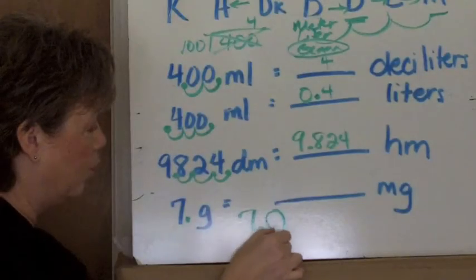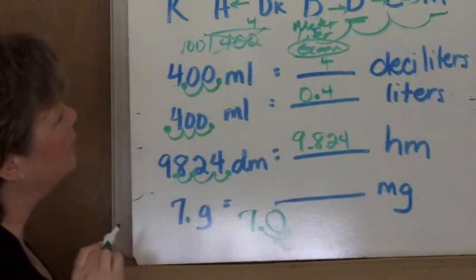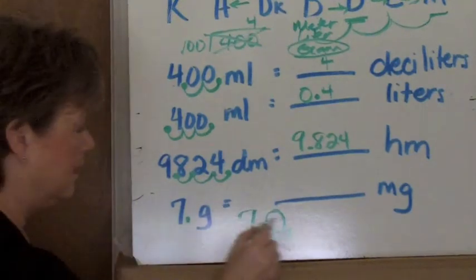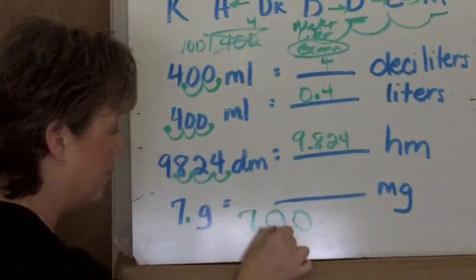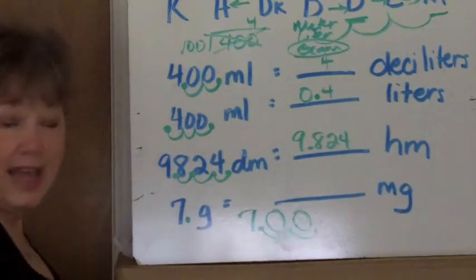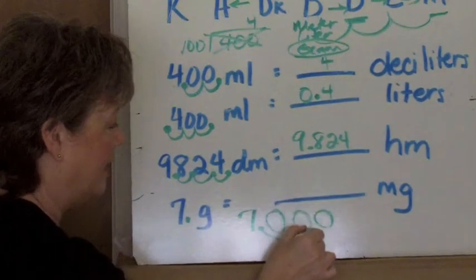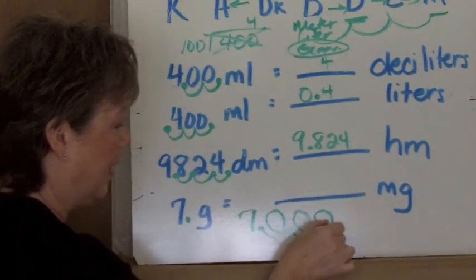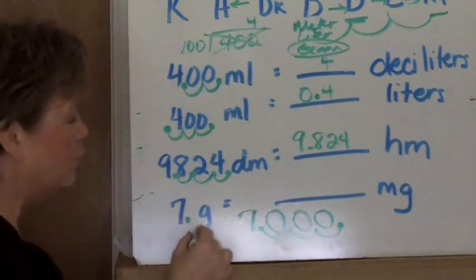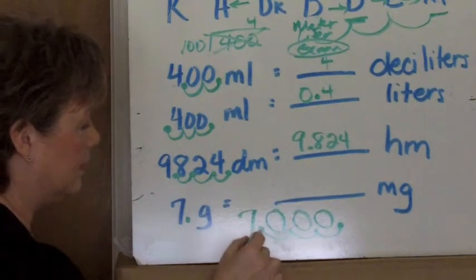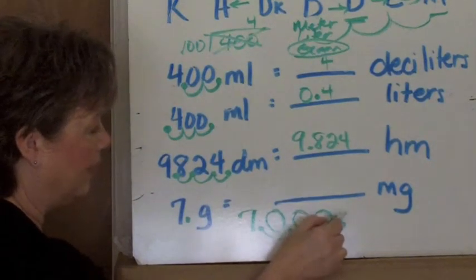And I move it over once. How many times was I supposed to move it? 3 times. So I'll add another 0, and I'll move it twice. Is that enough? Not yet. I'm going to move it, add another 0, and there we go. 7 grams equals, where's the decimal point? I moved it way over here.